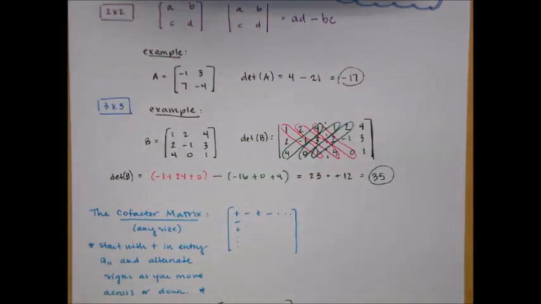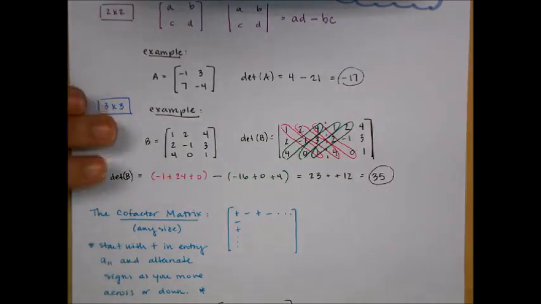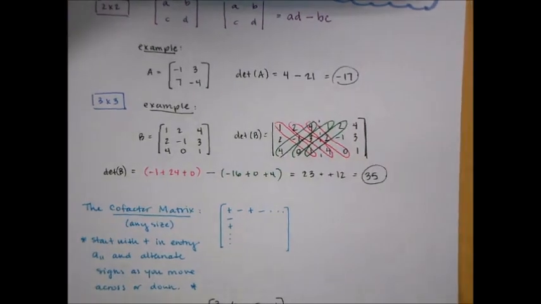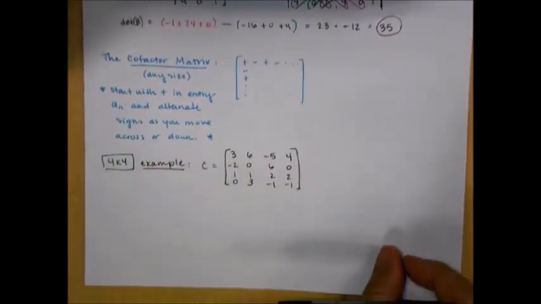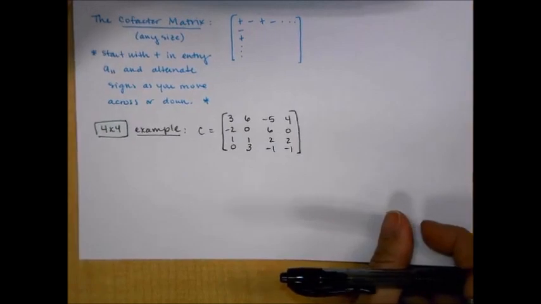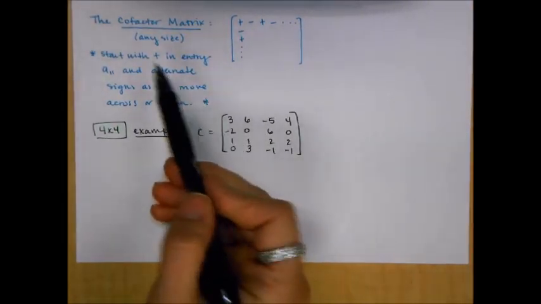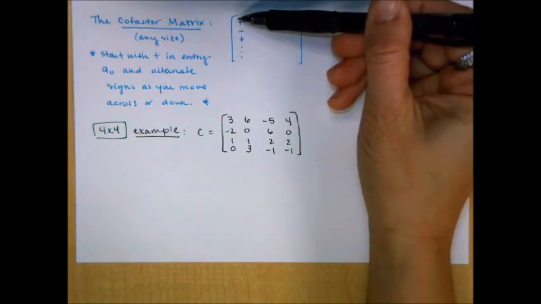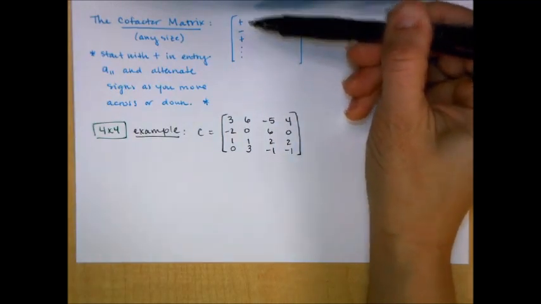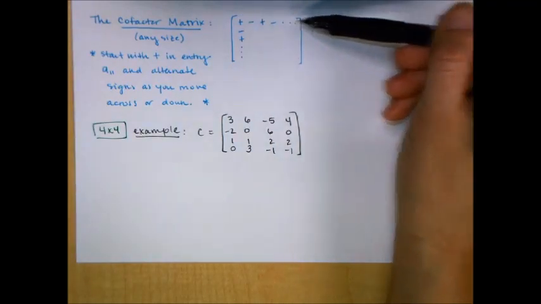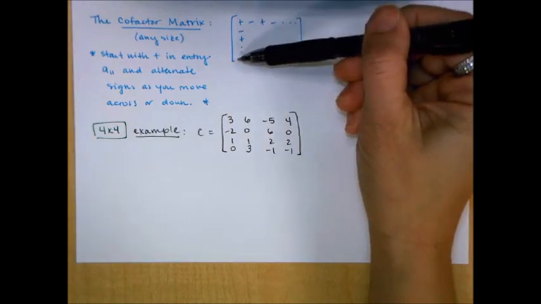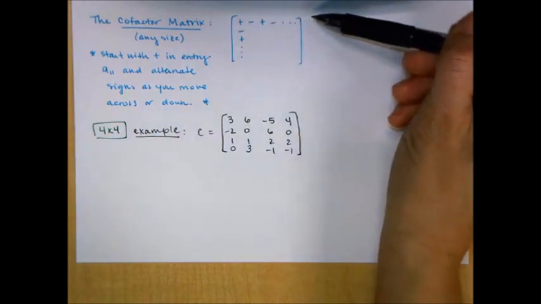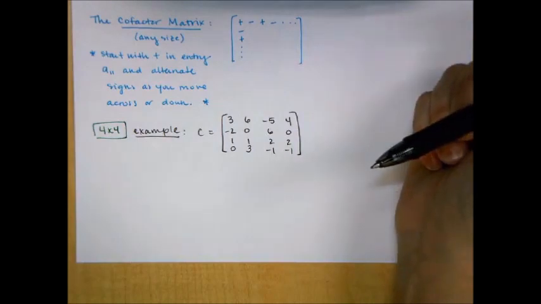So in order to do a 4x4, we can't continue on with this pattern. We instead have to use another method, and that's by using something called a cofactor matrix. A cofactor matrix can be of any size. You want to start with a positive sign in the first entry, and then from there, we alternate signs as we go across a row or down a column. So plus, minus, until we get to the end of the matrix itself.